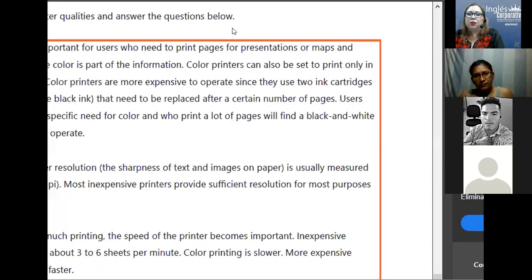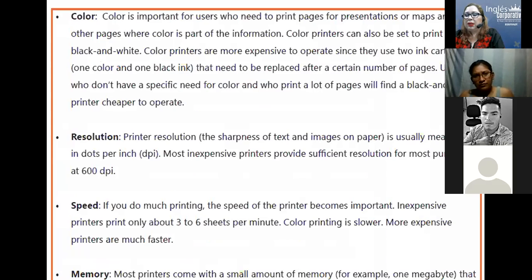Y estas las van a ir a contestar en el breakout room, ¿ok? Solo déjenme llegar ahí aquí.